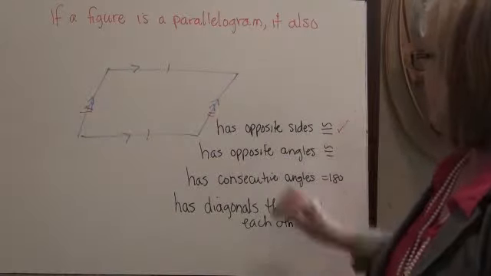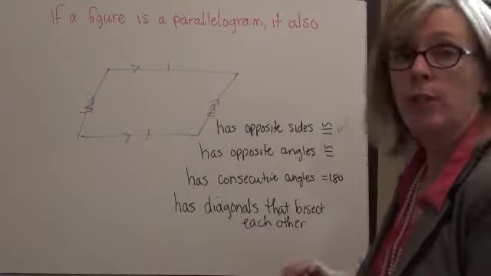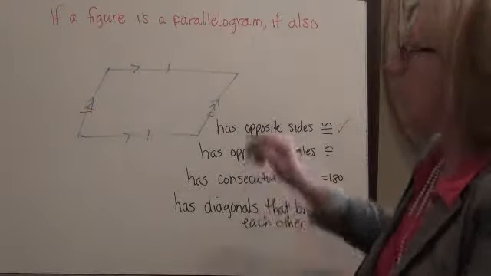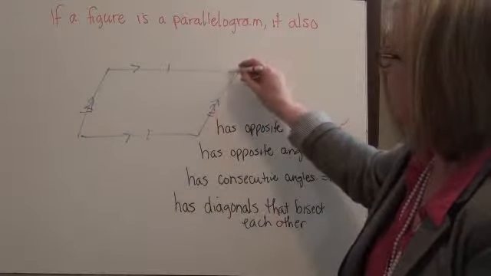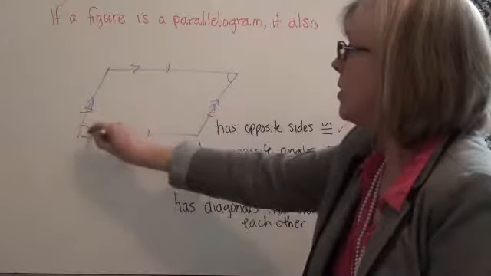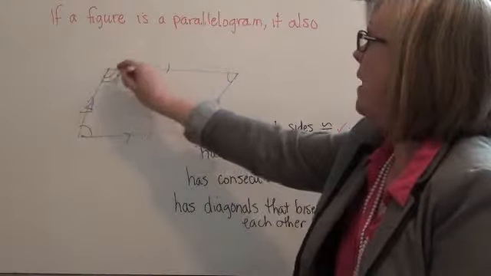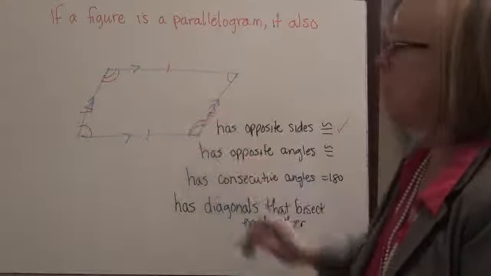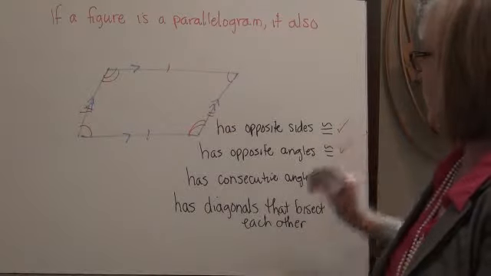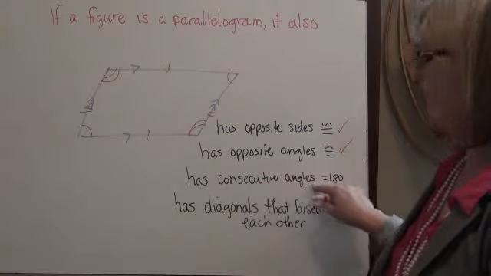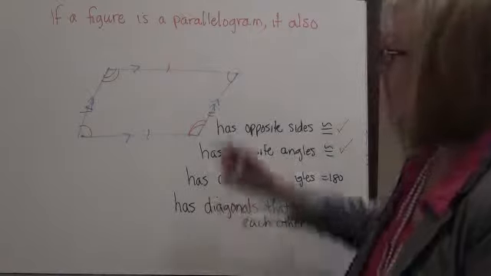Okay? Check. It has opposite angles that are congruent. Now, opposite in this figure doesn't mean here, it means here. This angle will be congruent to this angle, and this angle will be congruent to this angle. Opposite angles, congruent.